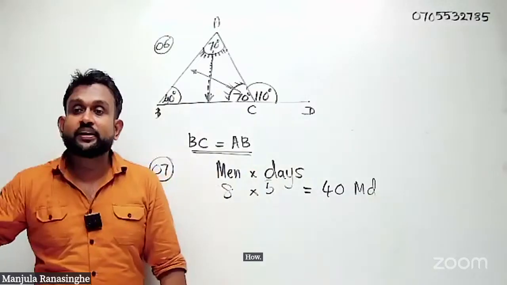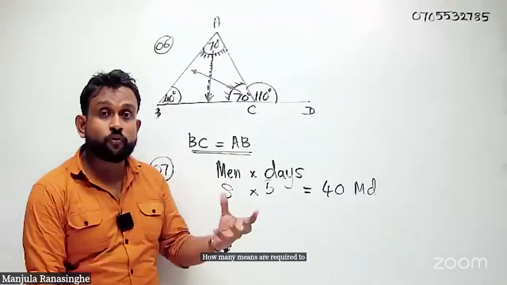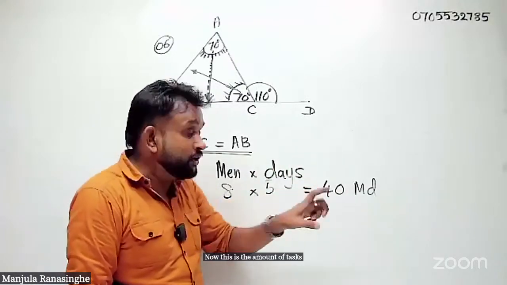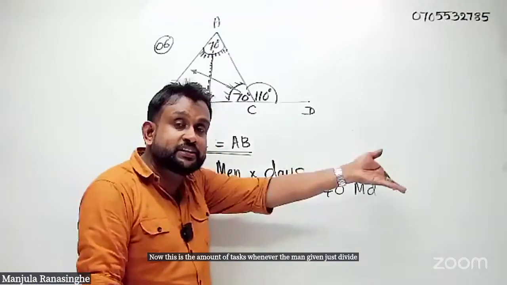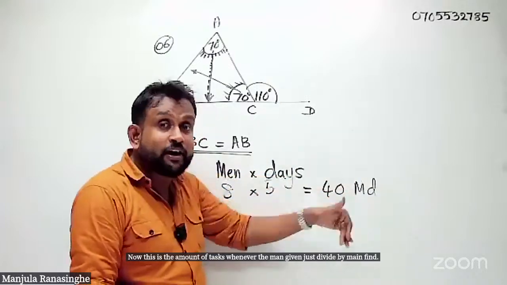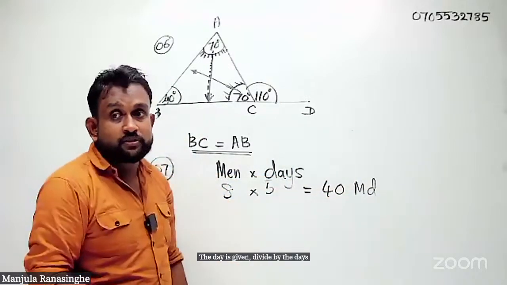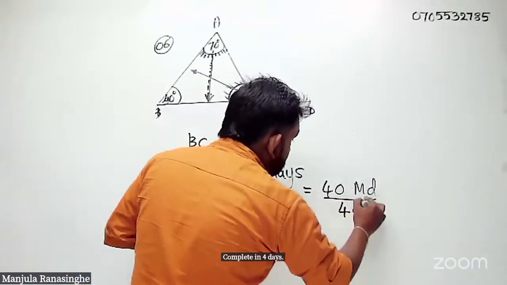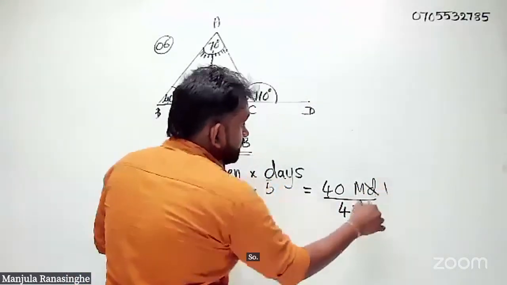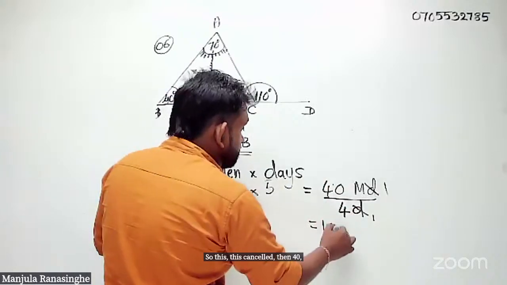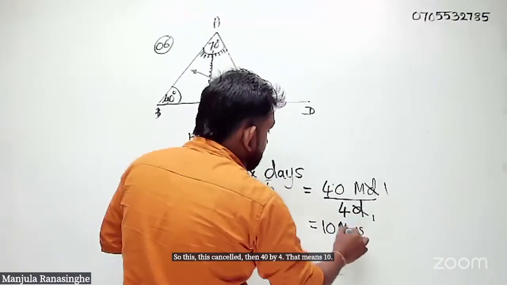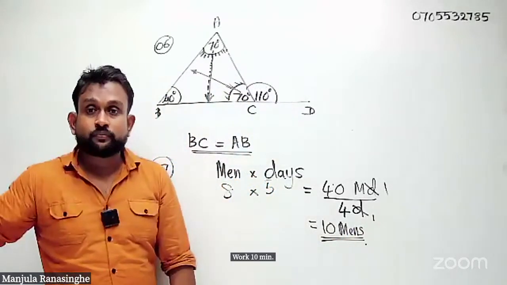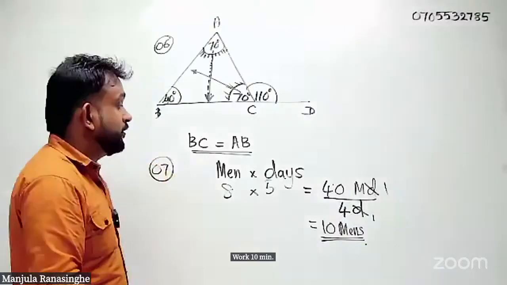How many minutes are required to complete the task in 4 days? Now, this is the amount of task. Whenever the men are given, just divide by men to find the days. If the days are given, divide by the days to find the minutes. So they are asking to complete the task in 4 days. Just divide by 4 days. So days cancel. Then 40 divided by 4, that means 10 minutes are required to do the work. 10 minutes. Okay, write it down.